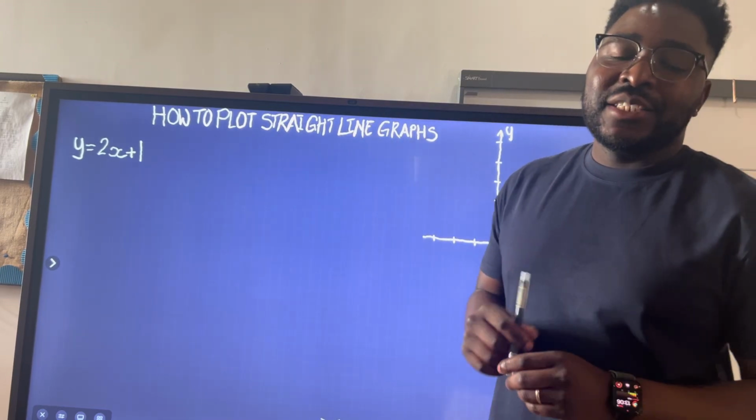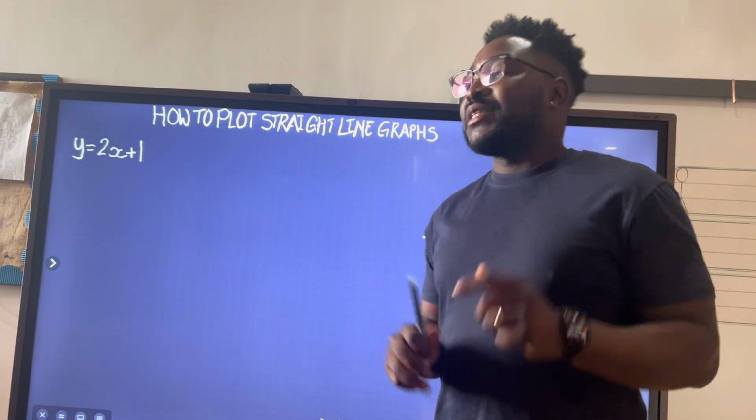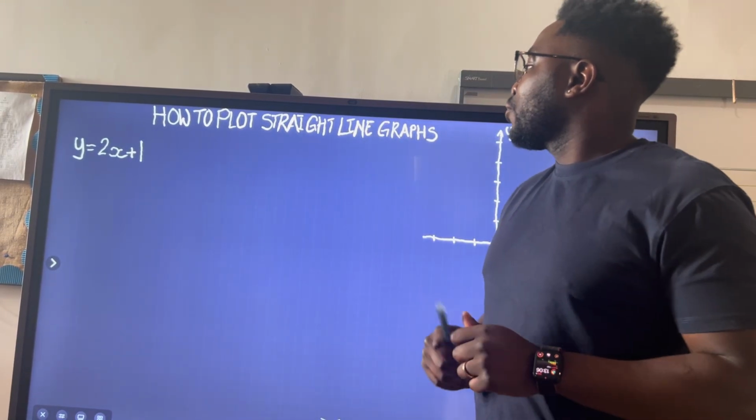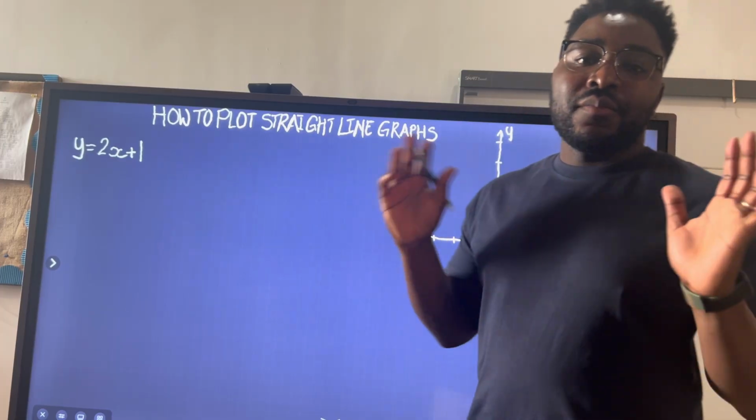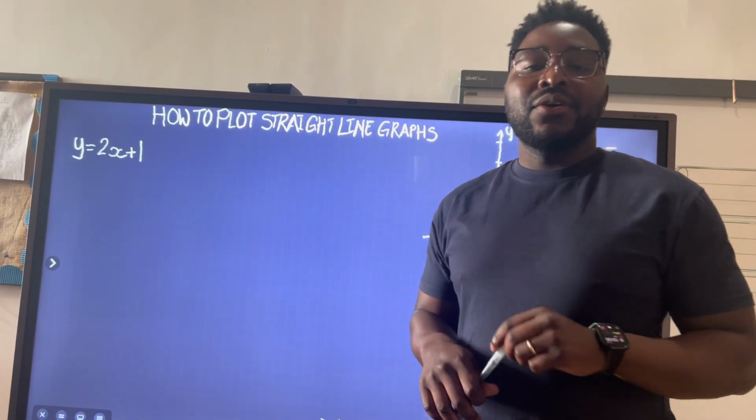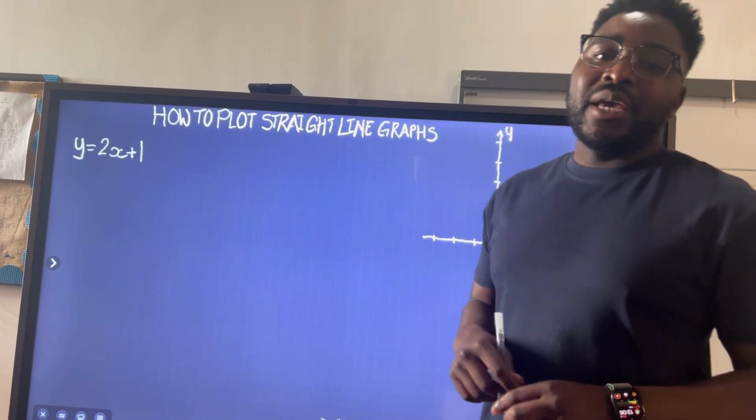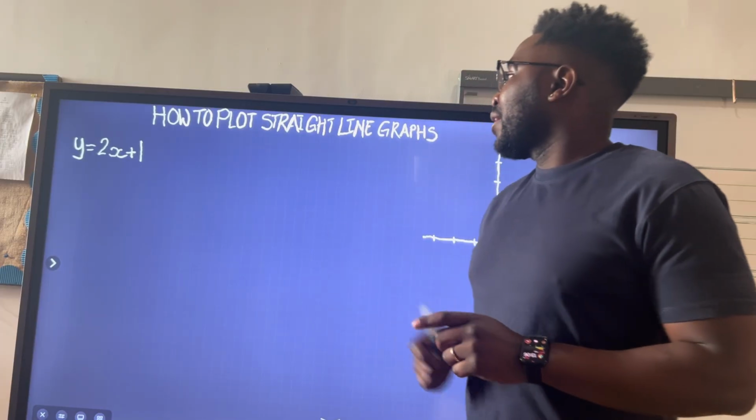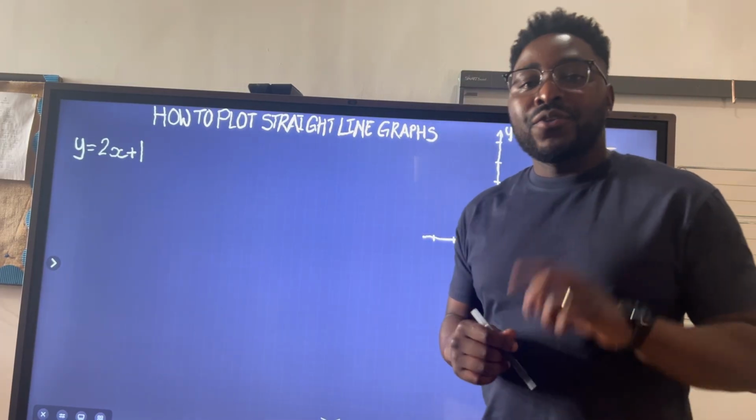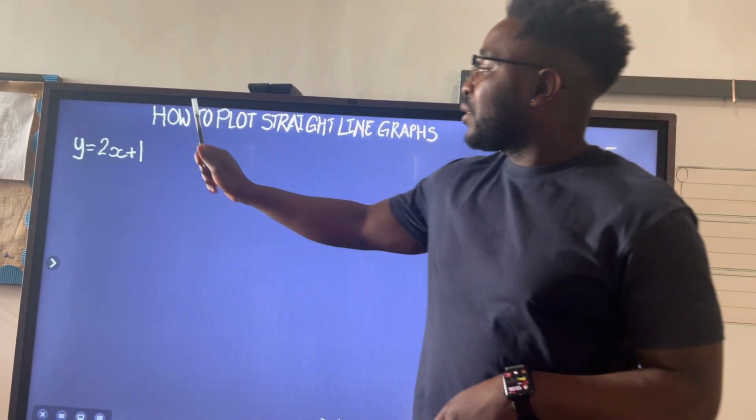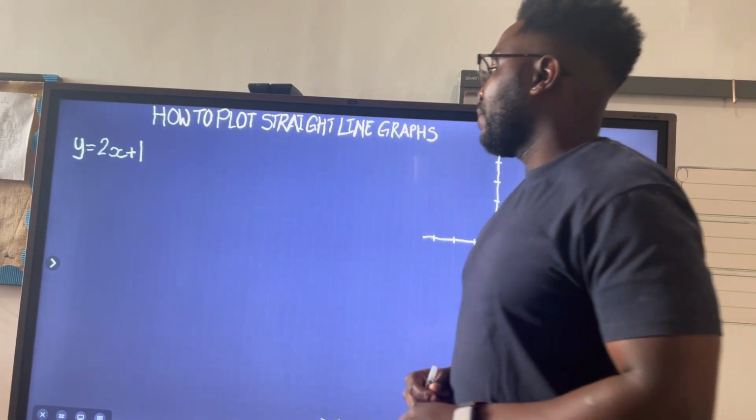Hello everyone, it's Mr. Salimata over here, and in today's lesson we'll be looking at how to plot straight line graphs from a linear equation. By the end of this lesson, every student should be able to generate coordinates and plot straight line graphs from a linear equation. Okay, so let's look at our first equation over there.